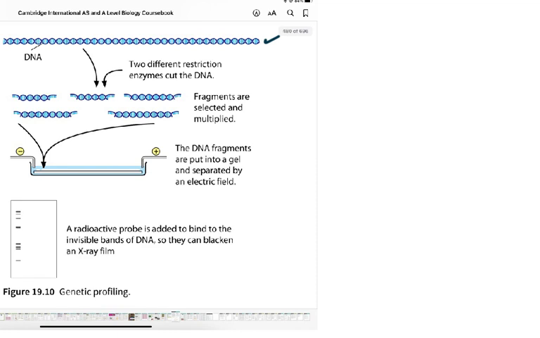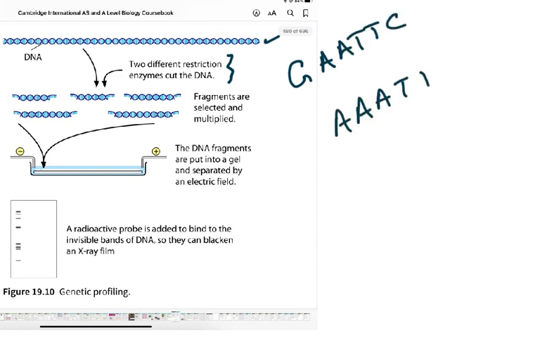If we have very little of it, we can amplify it using PCR, the polymerase chain reaction. Then we use two different restriction enzymes. If you remember, restriction enzymes cut at palindromic sites like GAATTC, or we can have AAATTT. The reason we use two restriction enzymes is because we want shorter DNA fragments. We don't want large DNA fragments, we want many smaller DNA fragments. So fragments are selected and multiplied.